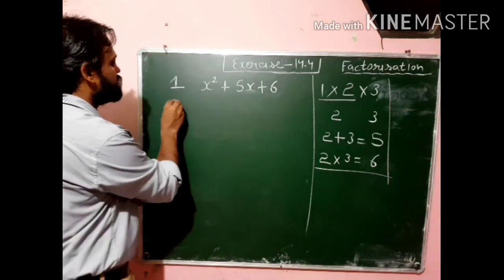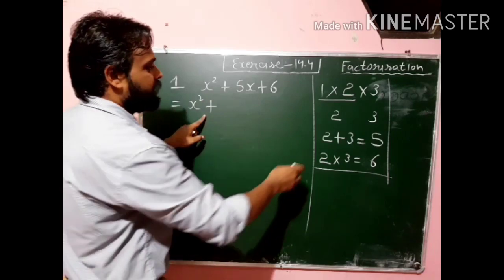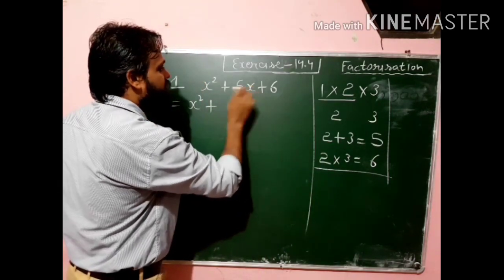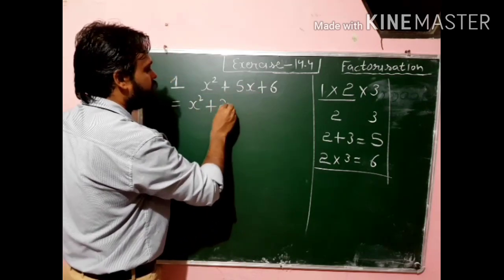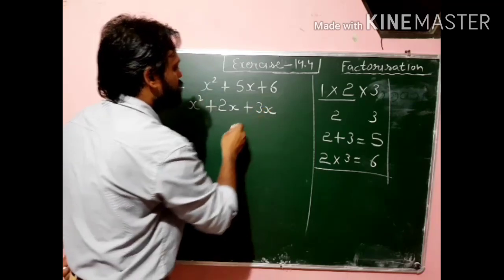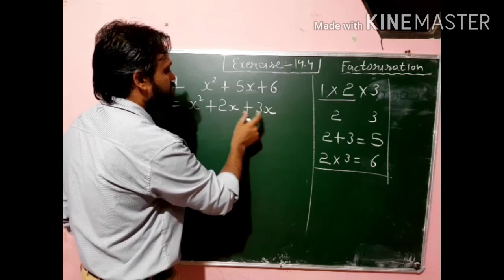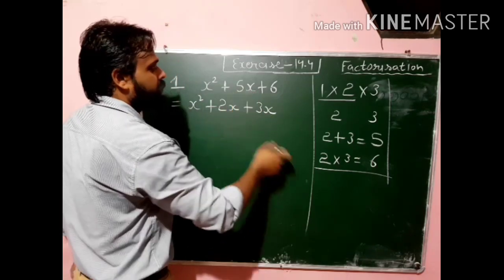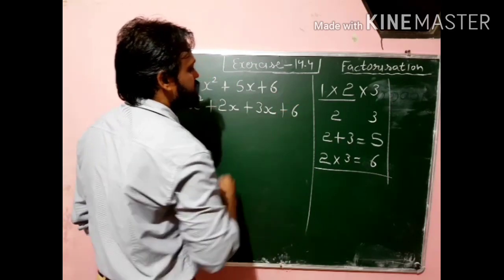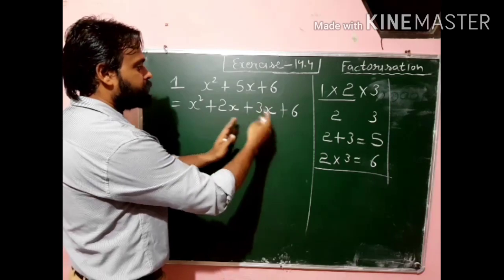Now the next step is to write down x square, then plus, and then you can write down this 2. Not only 2, because the variable x is also here, so you write down 2x, and then plus 3x. So in this way we split this 5x into two parts, 2x plus 3x. Of course 3 plus 2 is 5x, and I already told you that 3 times 2 is 6, so write down 6 here as it is. You only have to write this 5x as two parts, 2x plus 3x.